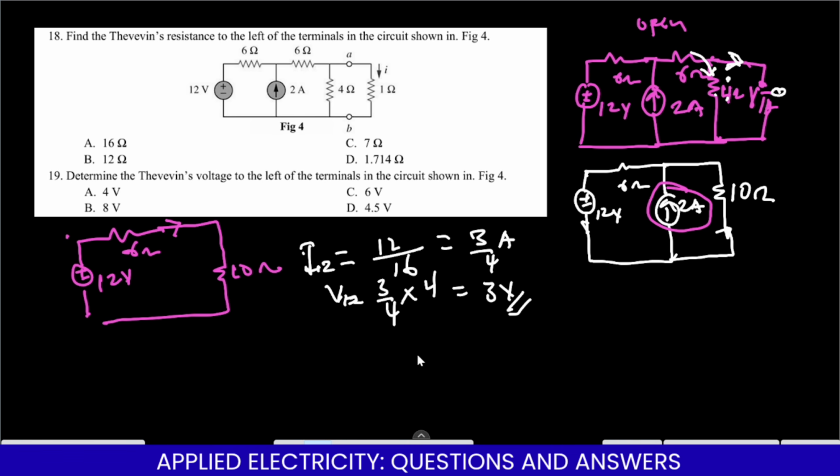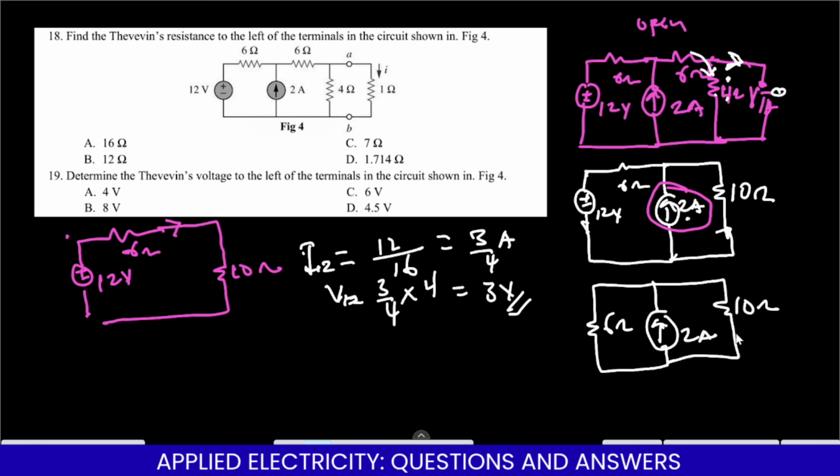We are going to look for the result if the 2 amp source is acting alone. Letting the 2 amps act alone, this is what we'll get. Don't forget at that point the voltage source will be short circuited. So we have our 6 ohms here, and then finally our 10 ohms here. This current will get to the junction, and when the current gets into the junction, it will share between this and this. That's current division.